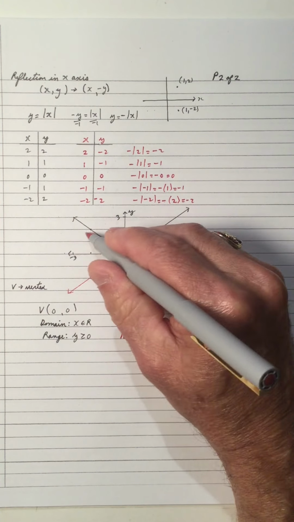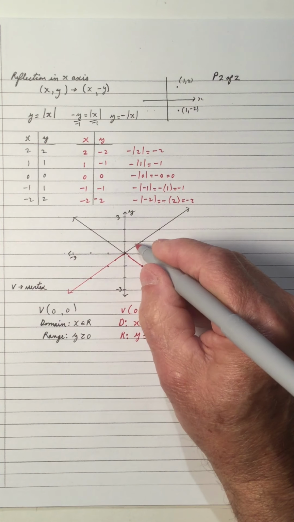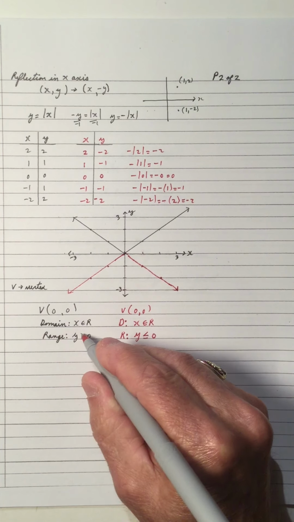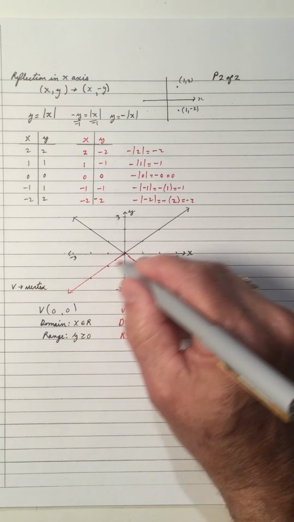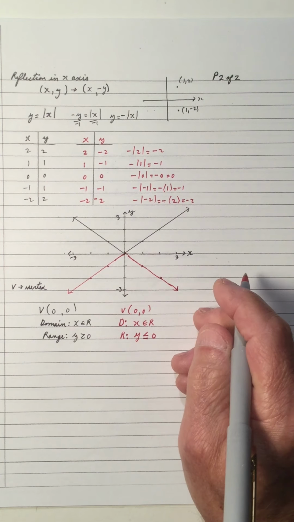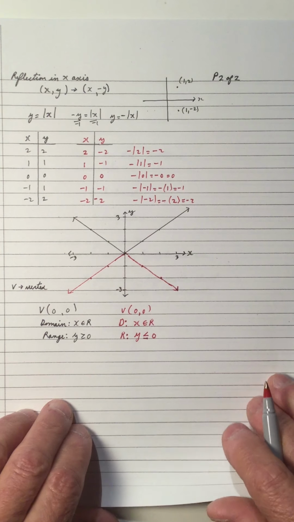So if you take all these points up here and reflect them down here, the y values up here are greater than or equal to 0, and the y values for its reflection are y less than or equal to 0. And again, showing the reflection that's in the x-axis.